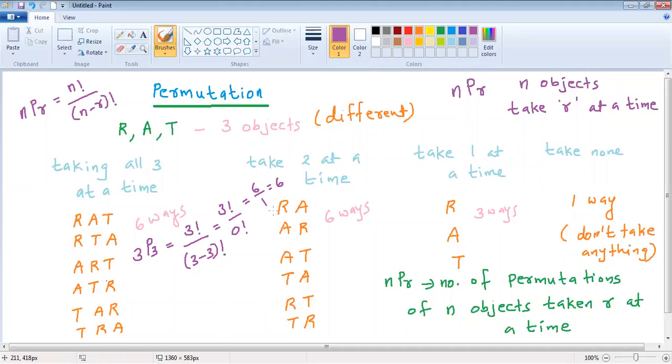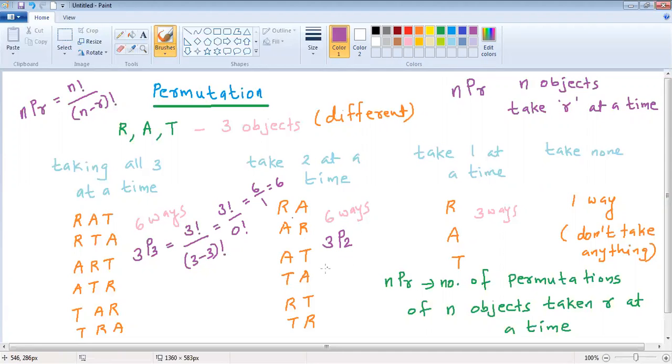Now look at the second situation. If you take two at a time, that is nothing but 3P2. You have 3 objects and you have to select 2 at a time. After selecting, you have to arrange them. How many ways are there? It is 3P2, number of permutations of 3 objects taken 2 at a time.